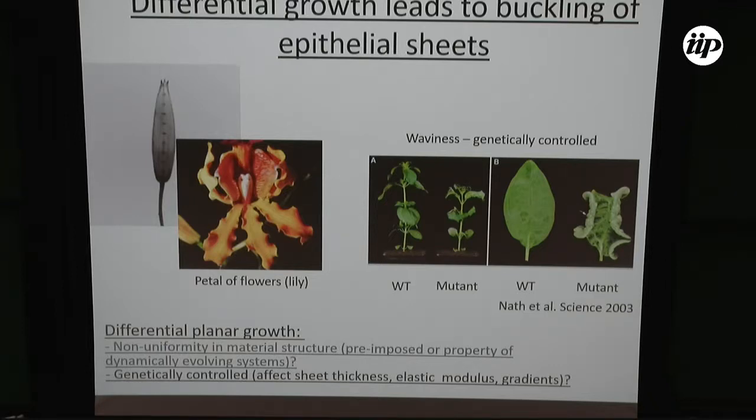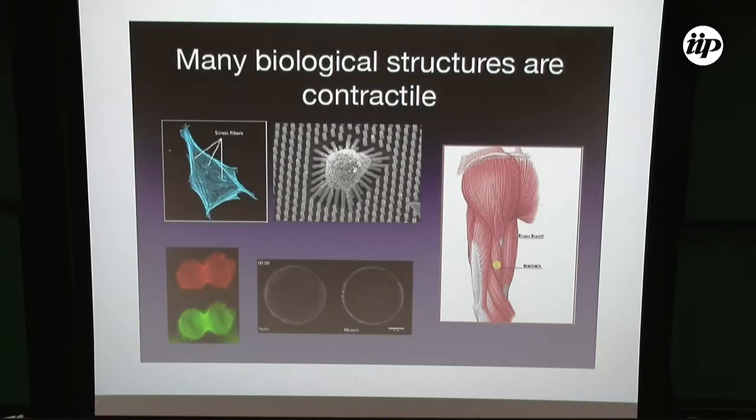So what we are going to talk about today is contractile sheets, and contractile sheets mainly because we are interested in what is happening in tissue, animal tissues. So no plant tissues, animal tissue.